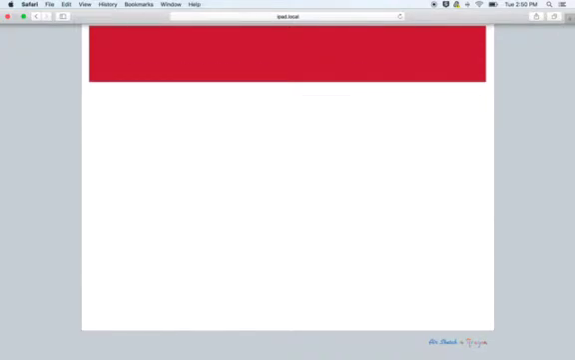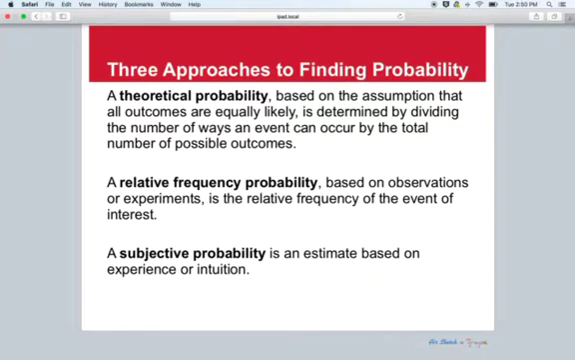All right, moving on. There are actually 3 approaches to finding probability. We just talked about theoretical. That's based on the assumption that the outcomes are all equally likely, and we determine it by dividing the number of ways an event can occur by the total number of possible outcomes. Then we have relative frequency, which we just did. That's using experiments to compute the relative frequency of the event of interest, and that's an approximation of a theoretical probability.